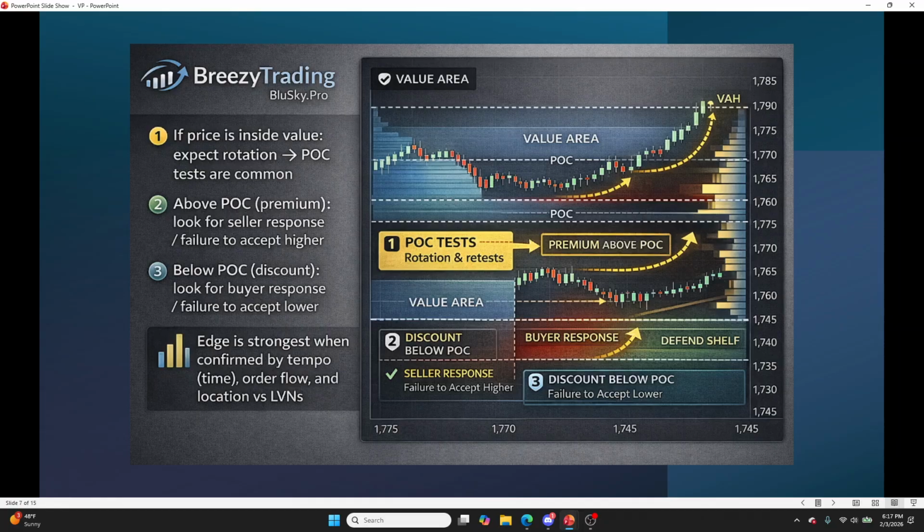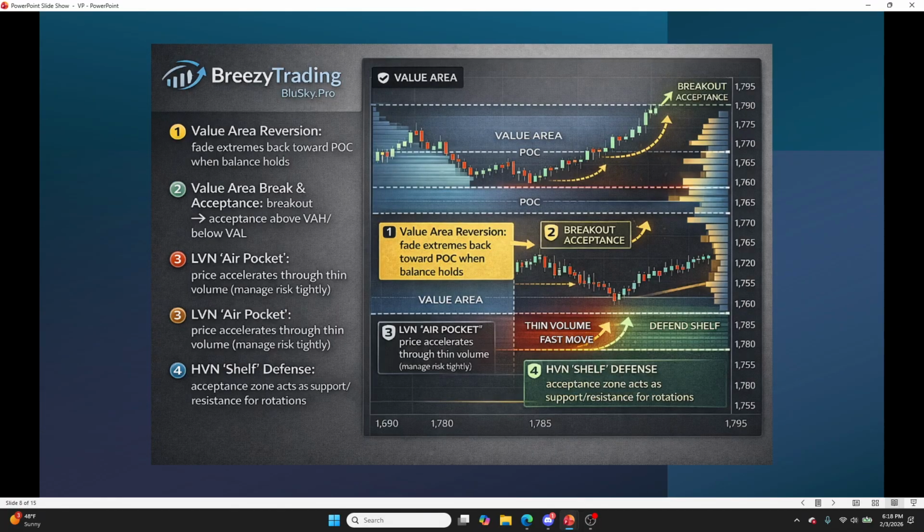Important to remember, edge is strongest when confirmed with tempo or time or order flow and location of the low volume nodes, right? So if you have an opportunity to catch a defend off a high volume node shelf and you see there's thin air above, take advantage of that setup. Not be aggressive, but be confident in what you're seeing on the chart.